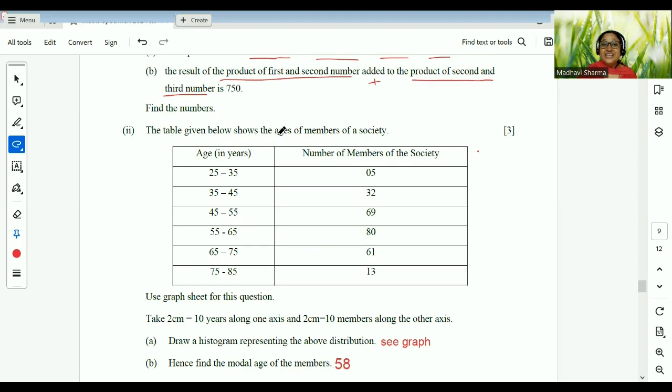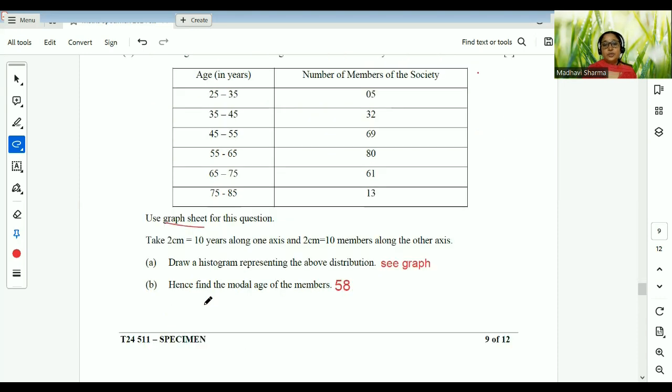The table below shows the ages of the members of the society. You have to take a graph sheet and of course draw a histogram. And you have to use this only, children. That is 2 centimeter graph will be provided to you. 2 centimeters is 10 years along one axis and 2 centimeters is 10 members along the other axis. Members of the society will be on the y-axis, age in years on the x-axis. And the modal age I got is 58 years.